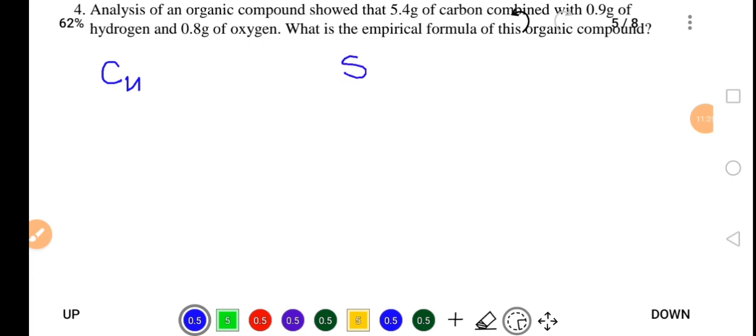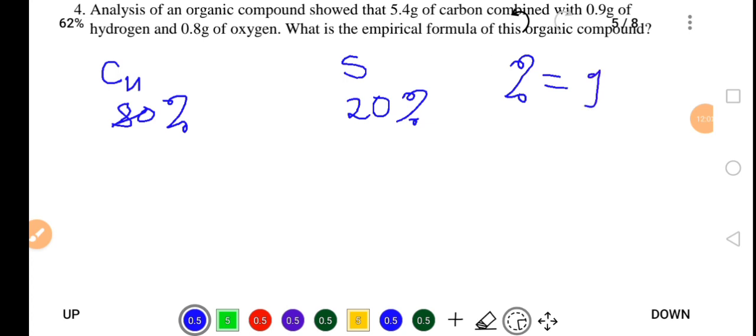These elements have percentages. So the contribution by mass to the empirical formula of copper is 80%, which can be 80 grams. And then sulfur is 20%, which can be 20 grams. Now, these percentages are equivalent to grams. Okay?